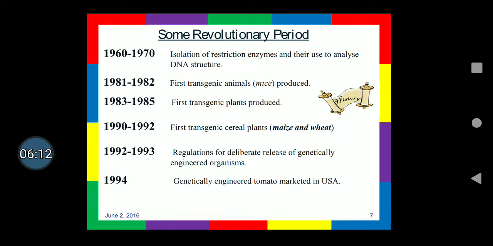In 1981 to 1982, the first transgenic animal, a mouse, was produced. In 1983 to 1985, the first transgenic plants were produced. In 1990 to 1992, the first transgenic cereal plants, maize and wheat, were produced. In 1992 to 1993, regulations for the deliberate release of genetically engineered organisms were developed. In 1994, the genetically engineered tomato was marketed in the USA.